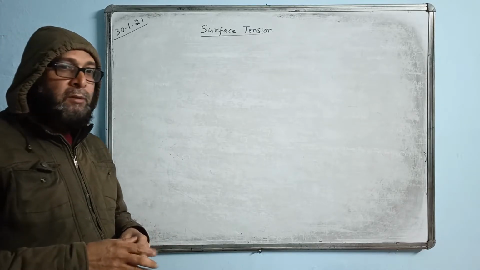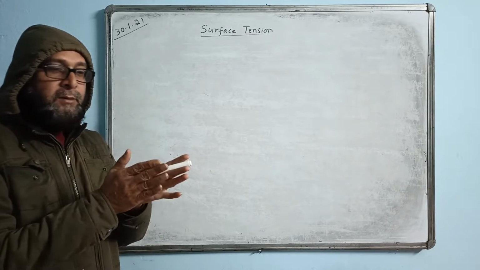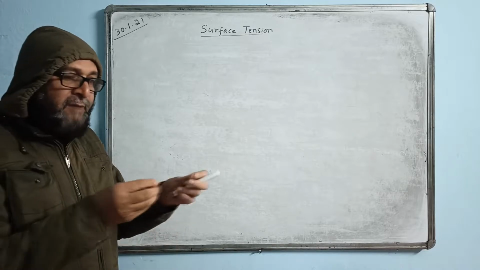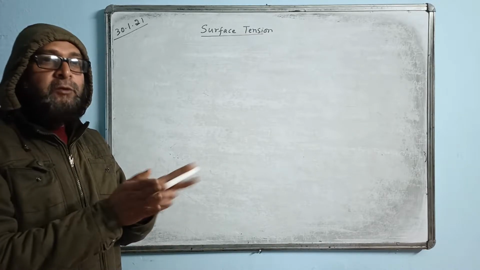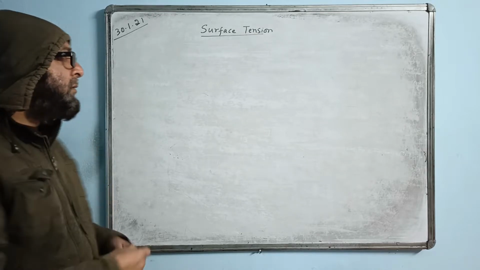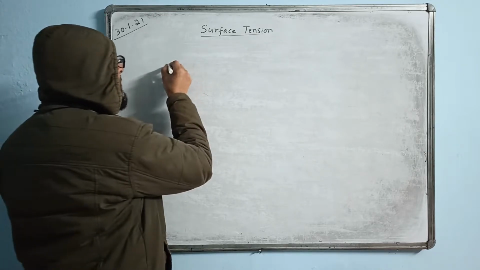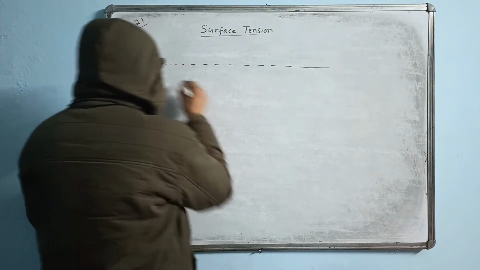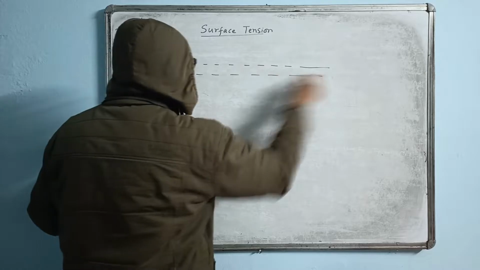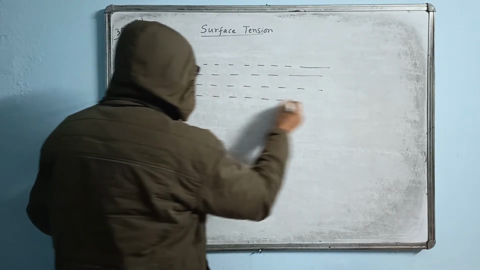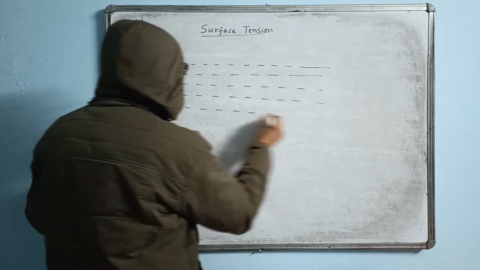Those molecules which are close by try to attract each other, and if they are very close, then they will have a tendency to repel. Okay, and let us check the surface molecules like this. So there is some liquid over here. We'll see the surface molecules and molecules inside the liquid.